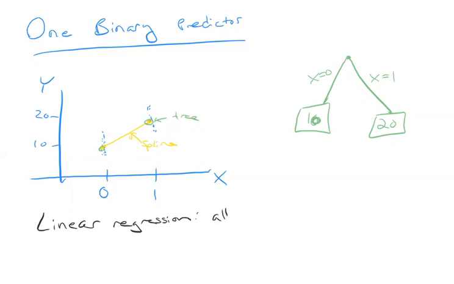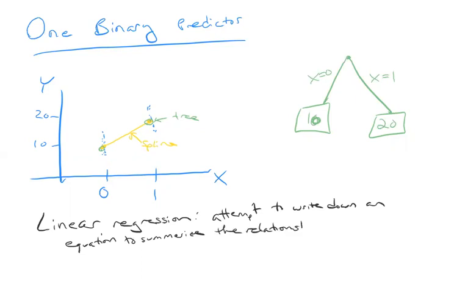Think of linear regression as an attempt to write down an equation to summarize the relationship between X and the mean of Y. Okay, that's how I want you to think of linear regression.